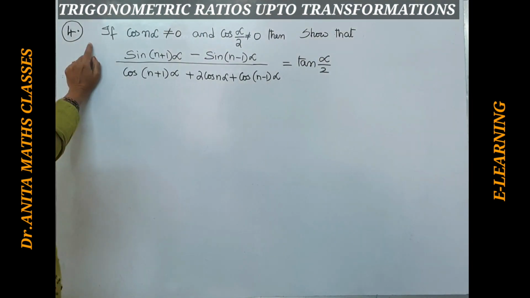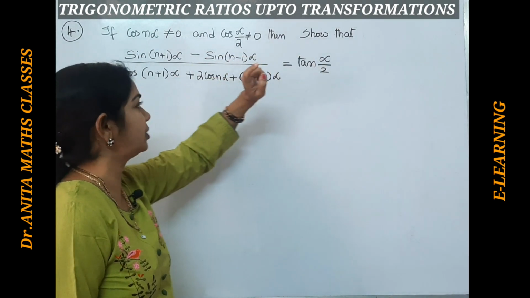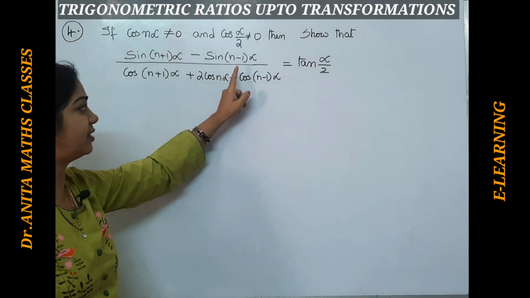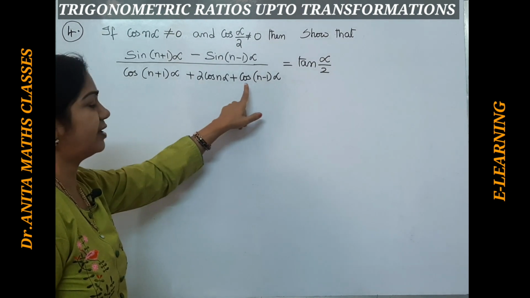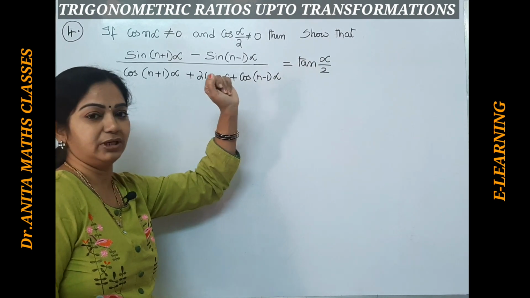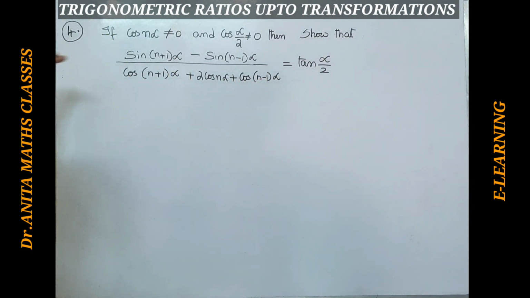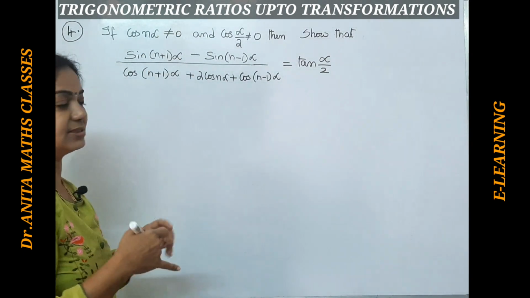Fourth one: if cos n alpha is not equal to 0 and cos alpha by 2 is not equal to 0, then show that (sin (n+1) alpha minus sin (n-1) alpha) divided by (cos (n+1) alpha plus cos n alpha plus cos (n-1) alpha) is equal to tan of alpha by 2. If you see the LHS part, there is a numerator and a denominator. We will solve the numerator and denominator separately.